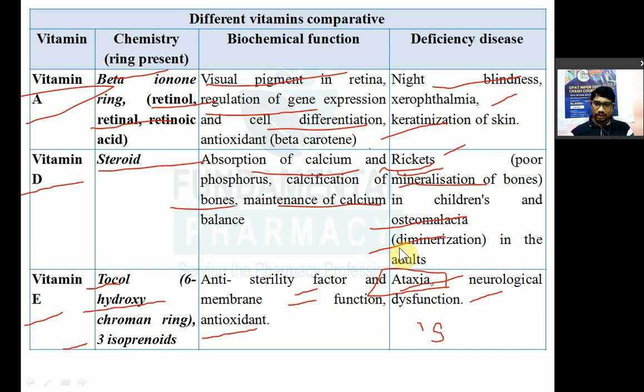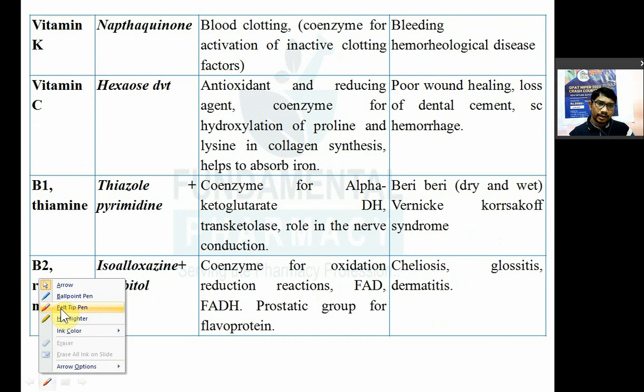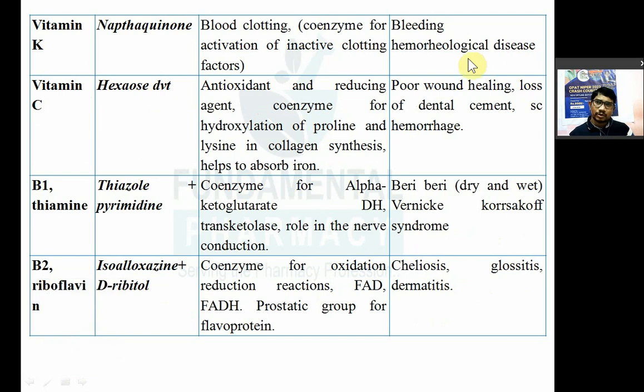Okay. The neurological dysfunction. So these are again vitamin A, vitamin D, vitamin E. I hope I am audible to you clearly. Next is vitamin K. You know that vitamin K is very important for blood clotting.